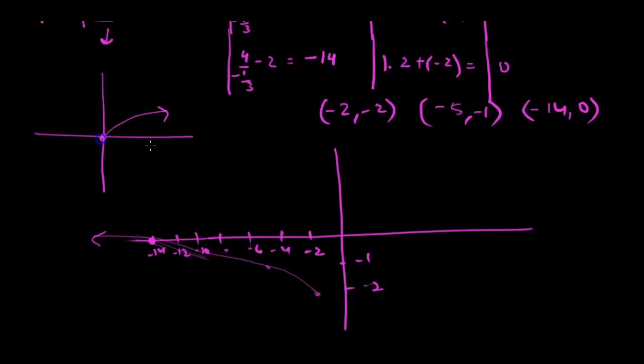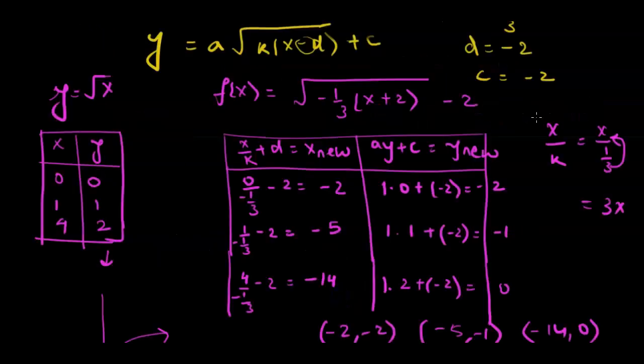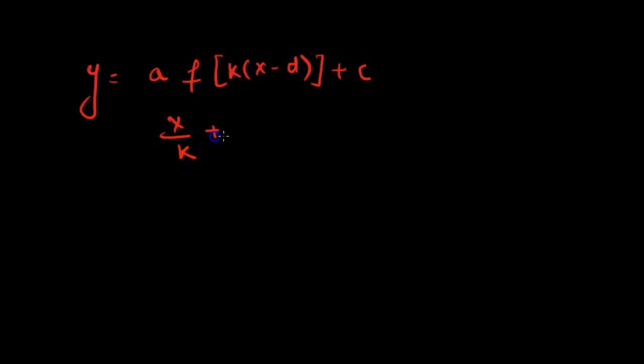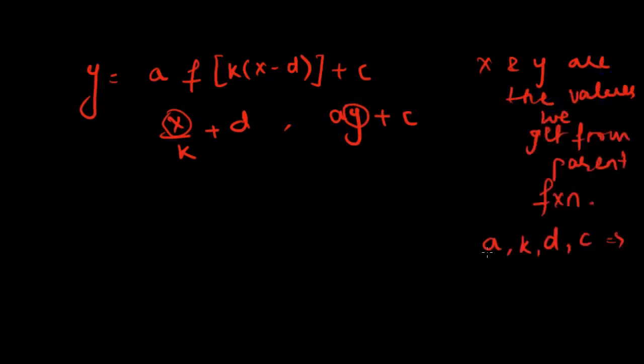We see from 0, it has shifted 2 units down because our c is negative 2. D is negative 2 means it has horizontally translated 2 units left, and that's what has happened. Moved down, moved left, and everything else has been taken care of using the mapping formula. So to summarize, whenever we're making a graph of a transformed equation, we always use the mapping formula. The mapping formula is going to give us the new x and y values, where x and y are the values that we get from the parent function, and a, k, d, and c are what we get from the transformed equation. These are the transformation parameters.